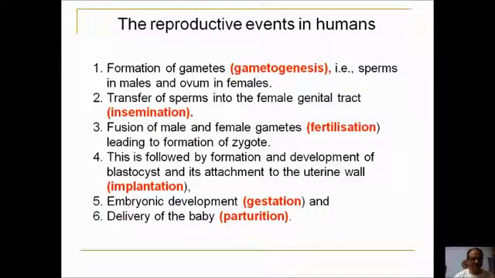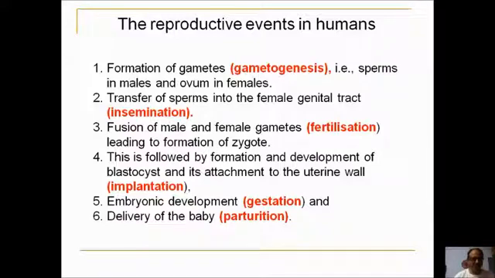If insemination occurs, fertilization will take place, and there is a fusion of male and female gametes. This process is called what? Fertilization, which forms the zygote. The zygote will now move to the place of its development. The place of development will decide its divisions, and there will be formation of the blastocyst.